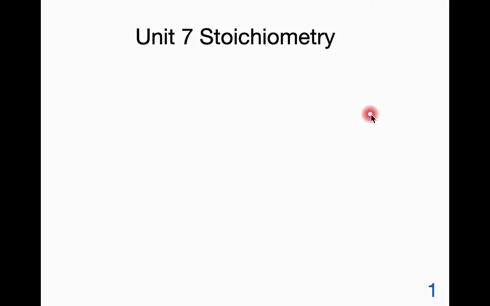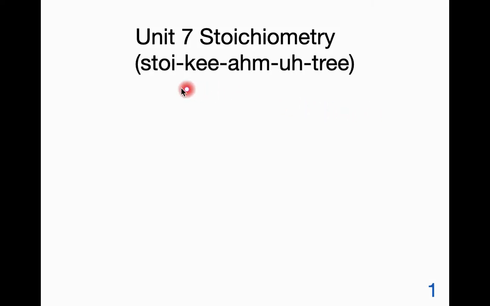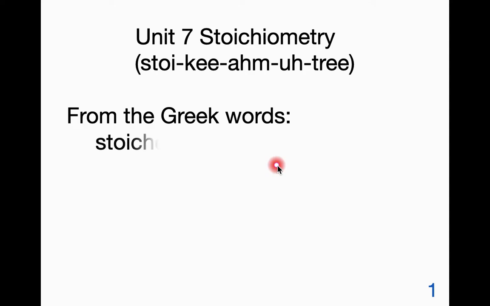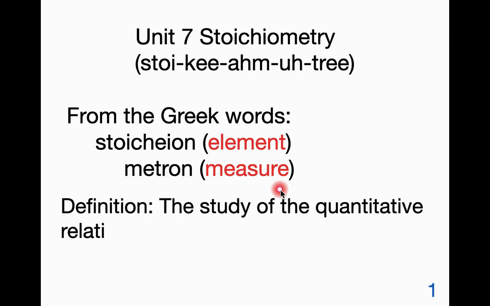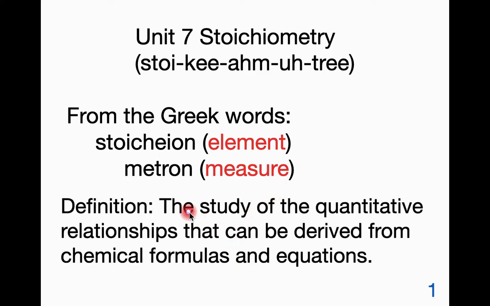Unit 7, Stoichiometry. Phonetically, it's stoichiometry. It comes from a couple of Greek words, stoichion, meaning element, and metron, meaning measure. Specific definition: the study of the quantitative relationships that can be derived from chemical formulas and equations.